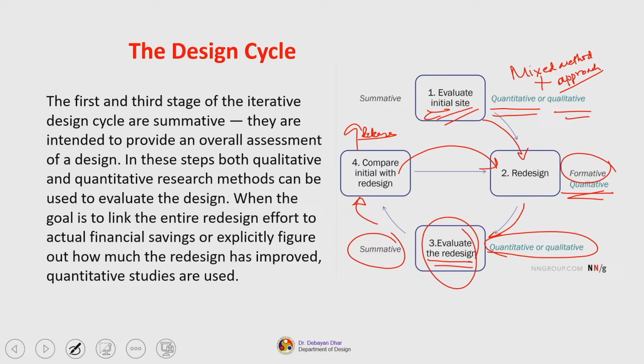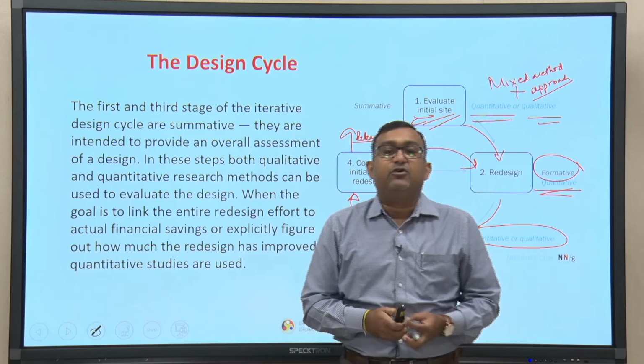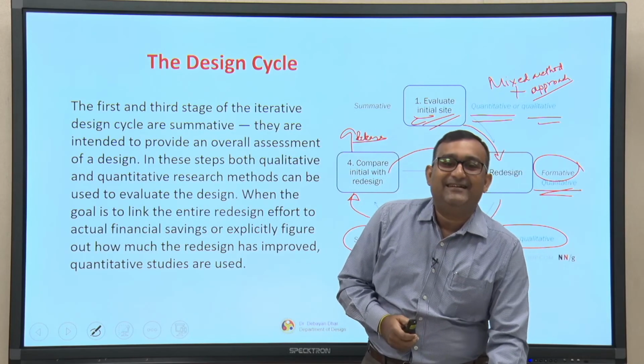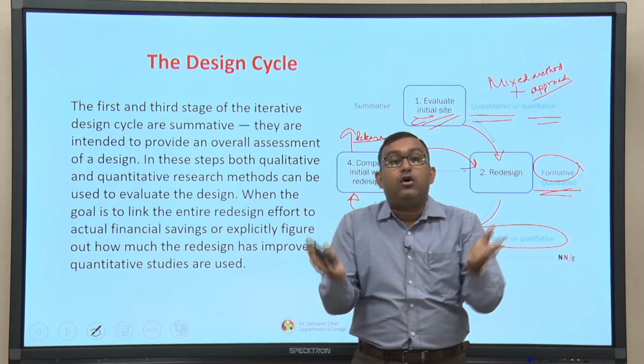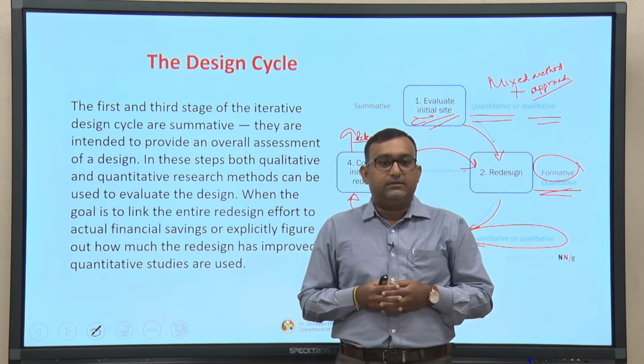Very nicely, this has been detailed out by the Nielsen Norman Group. I have just used the representative image to discuss where and in which stage the quantitative and qualitative methods are being used. So, the first and third stages of this iterative design cycle are always summative in nature. They are intended to provide an overall assessment of the design, right.